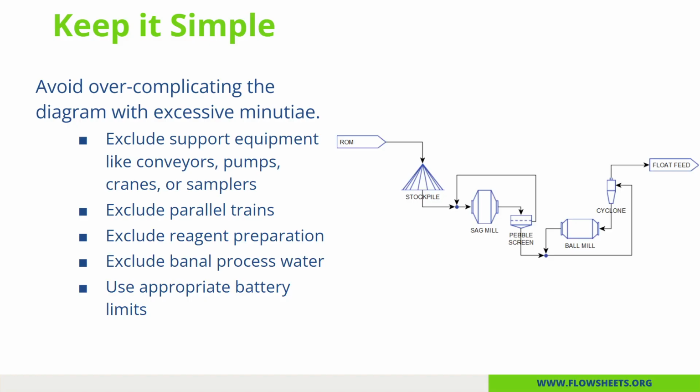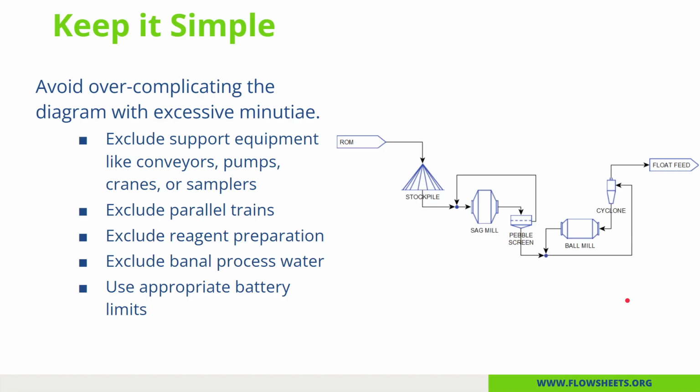Exclude banal process water. So, in this case, for example, we've got a SAG milling plant. There's definitely going to be process water going in the SAG mill, probably spray water on the pebble screen. There's going to be more water going in the ball mill discharge and the cyclone underflow and all this. But if we put all the water in all those different points, we're not going to understand the most important flows, which is what we're trying to describe.